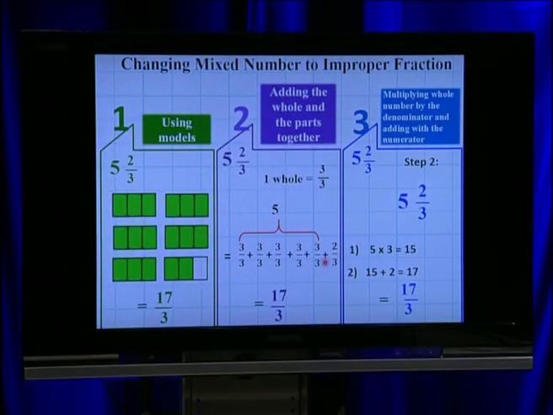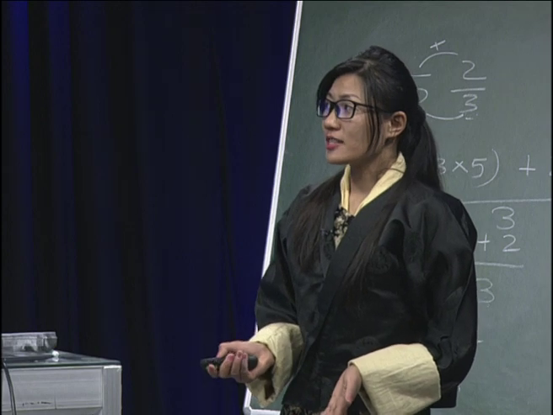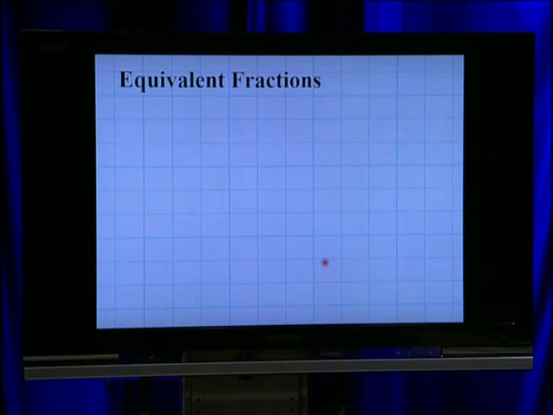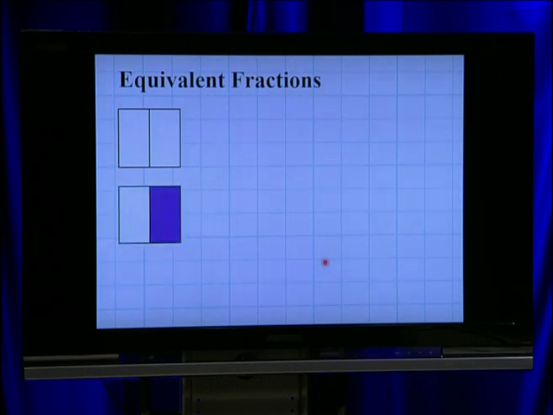Now that you have learned how to change a mixed number to an improper fraction and an improper fraction to a mixed number, let us look at something called equivalent fractions. Look at this shape, a square, right? This is a whole shape. Now, how many parts has this shape been split into? And how many parts have been shaded? One part has been shaded from the 2 total parts, right? So we get the fraction half.